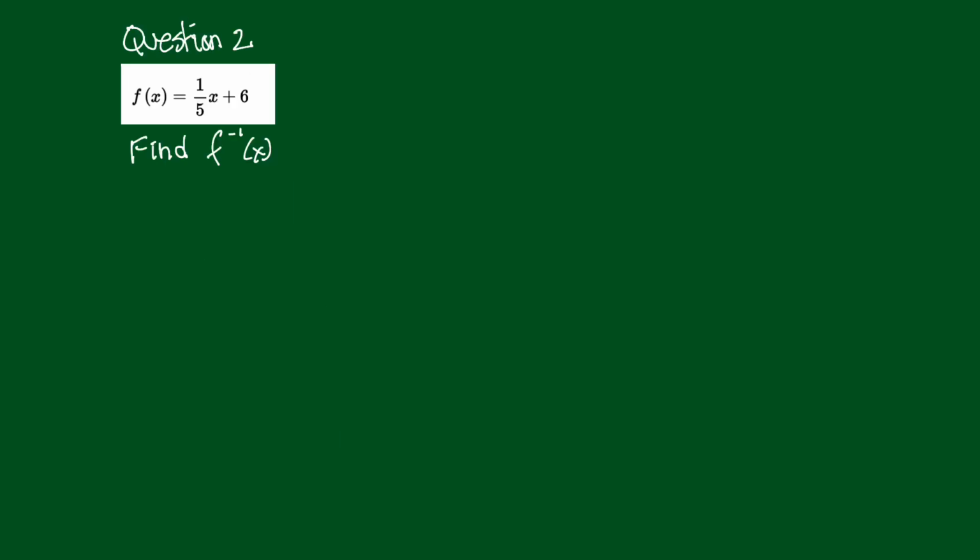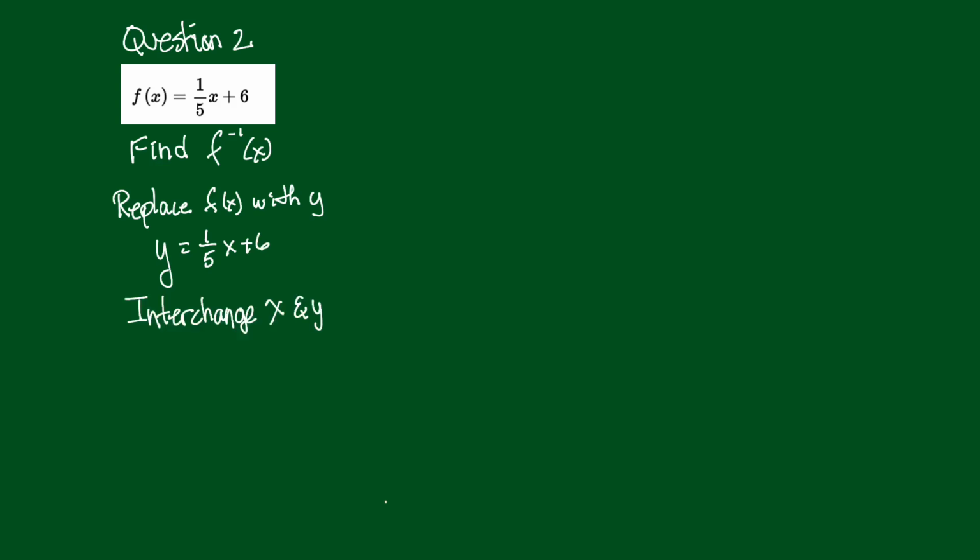Question 2, for this function, one-to-one function, find the inverse. So I'll start here. I'm going to replace f of x with y just for convenience. So I'm going to write it like this. Y is equal to 1/5 x plus 6. The next step is to interchange x and y. So all I'm going to do here is just interchange the x and the y, and the equation will become x equals 1/5 y plus 6.